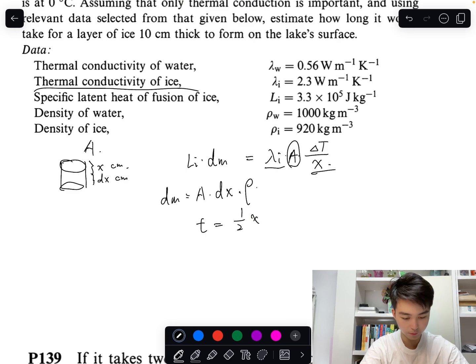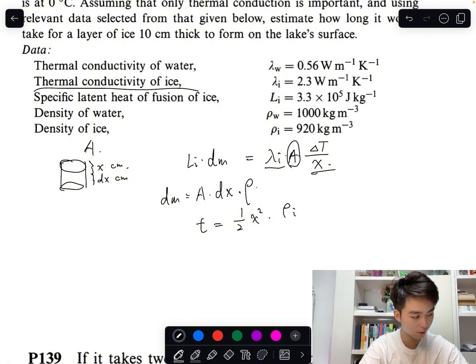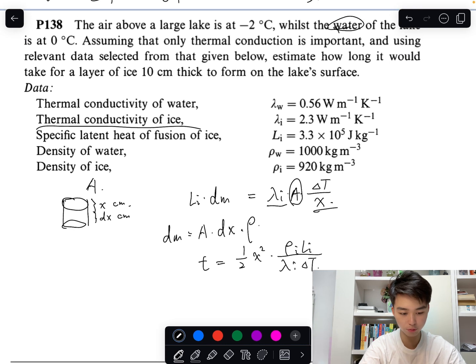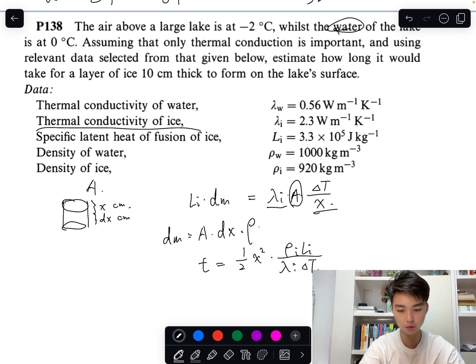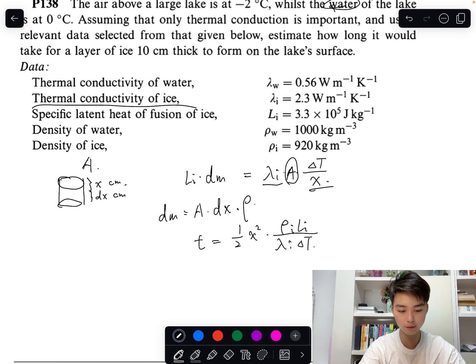1/2 times x squared times rho I Li over lambda I delta T. Delta T is 2 Celsius, and plugging in the data we get T is approximately equal to 90 hours.